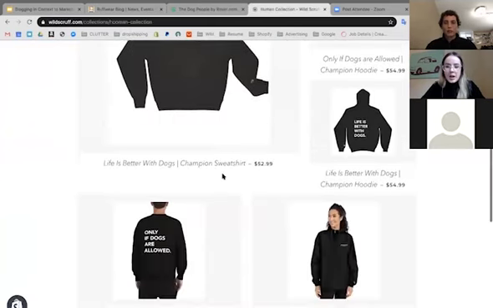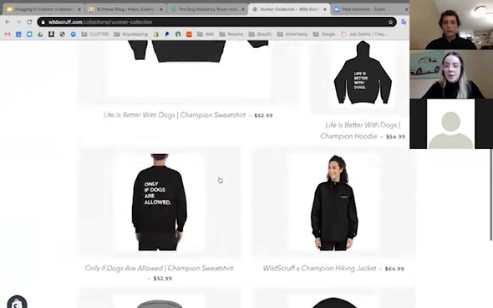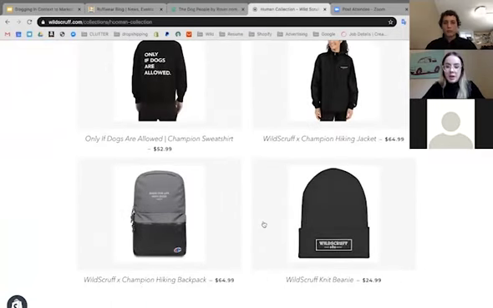Right now I only have hoodies, crew necks, a hat, and a jacket. They have quick little sayings that really build that community, like "Only if dogs are allowed" and "Life is better with dogs." So far people have been really enjoying this, and we're going to keep moving forward with those, but we want to have more emphasis obviously on dog products.